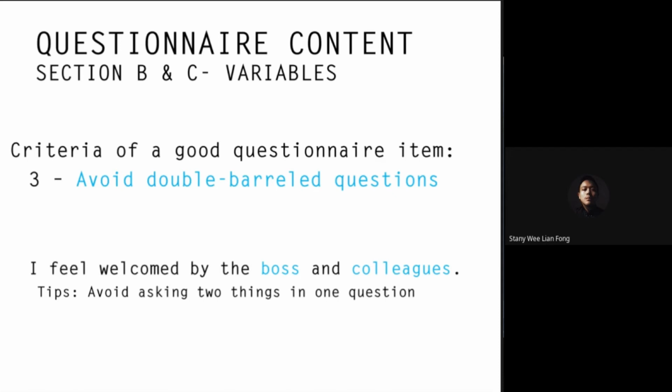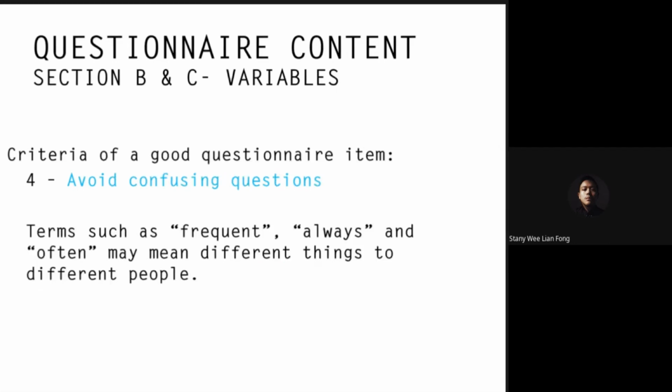The reason is that if the respondent is trying to answer this question, they might have different perceptions towards the boss's welcoming speech and the colleagues' welcome. So if they intend to answer this question, they would have to put 5 for colleagues or for the boss. They will have a problem answering such a question. So please avoid asking two things in one question. Avoid double barrel questions. Okay, criterion number 4. Avoid including confusing words in the questions.